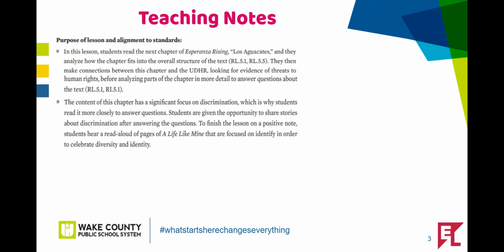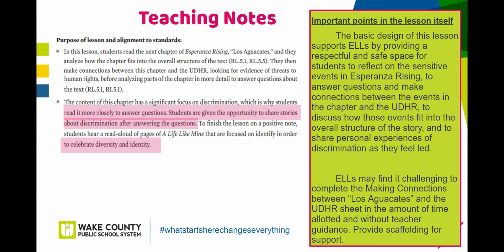The content in this lesson has significant focus on discrimination. Students will read it more closely to answer questions and are given the opportunity to share stories about discrimination after answering the questions. Diversity and identity will be celebrated at the end of the lesson in order to end on a more positive note. The basic design of this lesson supports ELLs by providing a respectful and safe place for students to reflect on the sensitive events in Esperanza Rising, to answer questions and make connections between the events in the chapter and the UDHR, to discuss how these events fit into the overall structure of the story, and to share personal experiences of discrimination as they feel led.